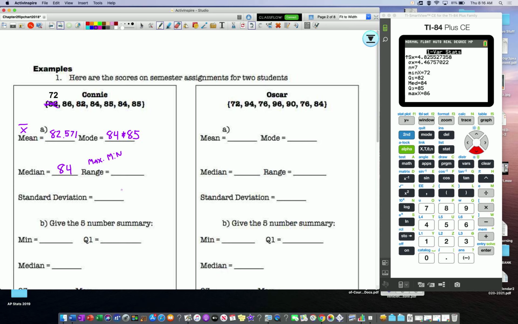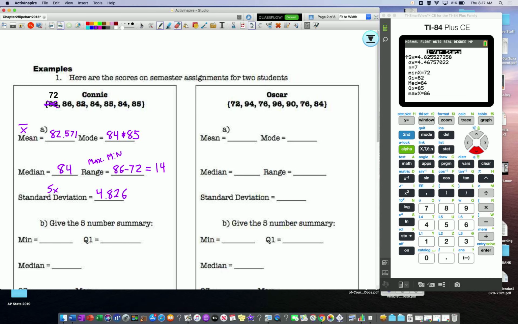So my range in this case is 86 minus 72, or it's a range of 14. My standard deviation, that's the symbol S of x. So I look at my calculator, 4.826 if I round. Okay, so that's like the average distance from the median.